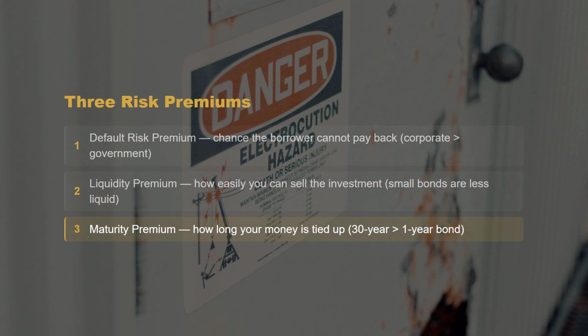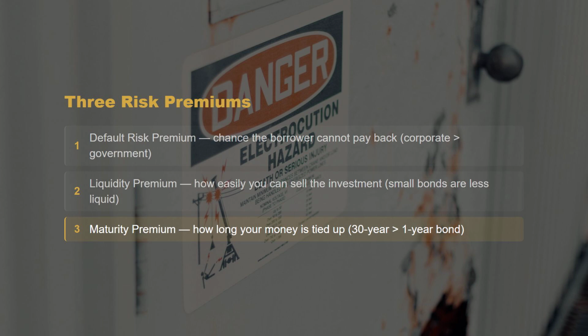Liquidity premium. How easily you can sell the investment if you need your money back. A treasury bond is extremely liquid. You can sell it instantly. A small corporate bond might take days. That delay costs you.